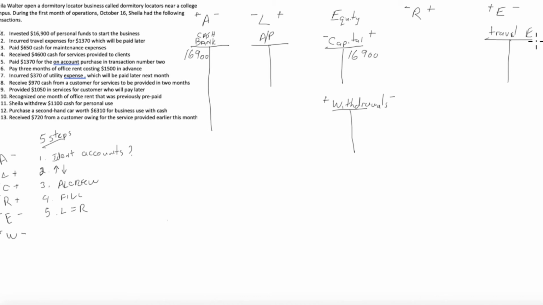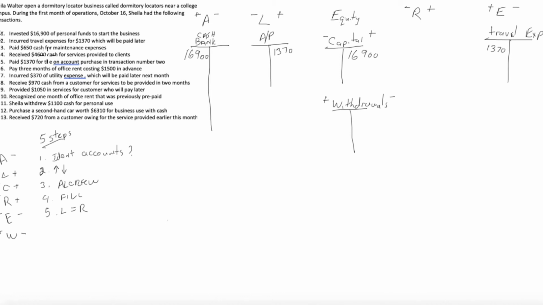Travel expense. Okay. All right. Did they go up or did they go down? Well, if it's a liability, because it's going to be paid later, it went up, right? So it went up. We know it went up because of the plus, because it increased. And our travel expense, did it increase or decrease? We have more travel expense. We increased, so it's a plus, so it increased, so it's also on the left-hand side. 1370, we filled it out. And does left equal right? It does. Check.